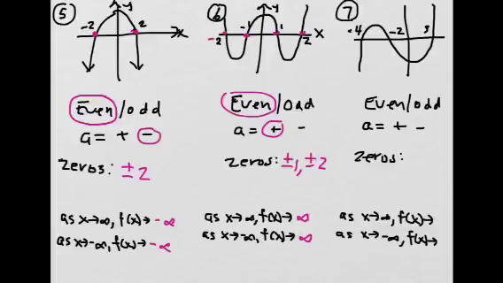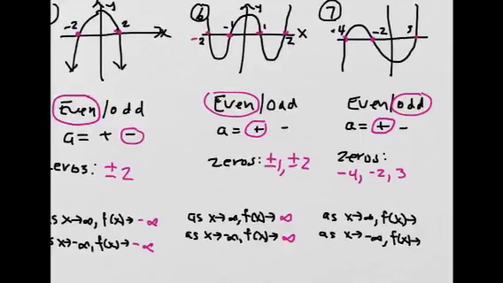Number 7, the ends go in opposite directions. The left goes down and the right goes up. So this is an odd function. And because it's down, up, we also know that the a is positive. The zeros are 3, -2, and -4. So you could put them in either order. I usually go from smallest to largest, so -4, -2, and 3. And then as x gets bigger, as x goes to infinity, y gets bigger. And as x gets smaller, y gets smaller. Okay, and that's the end behavior there.